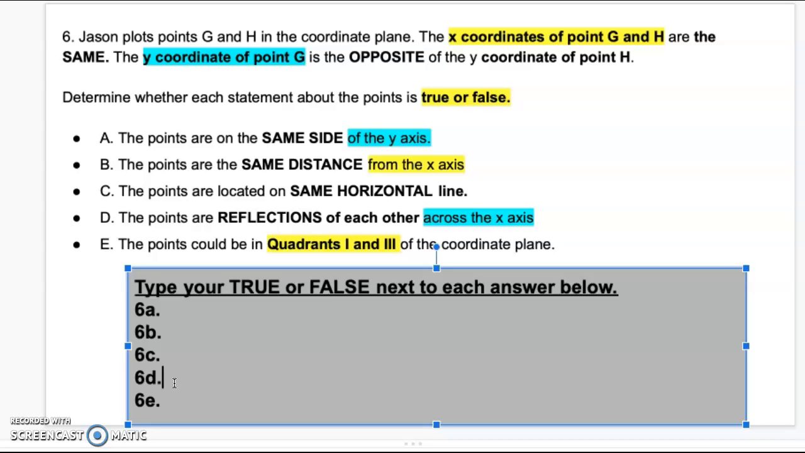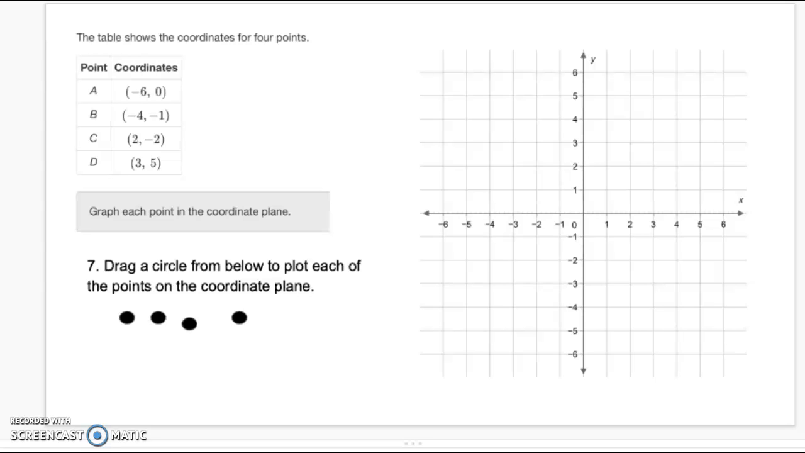And letter E, the points could be in quadrant 1 and 3 of the coordinate plane. True or false? And type your answer in the gray box below. And number 7, last one. The table shows the coordinates for 4 points. Graph each point in the coordinate plane. You're going to drag a circle from below to plot each of the points on the coordinate plane.